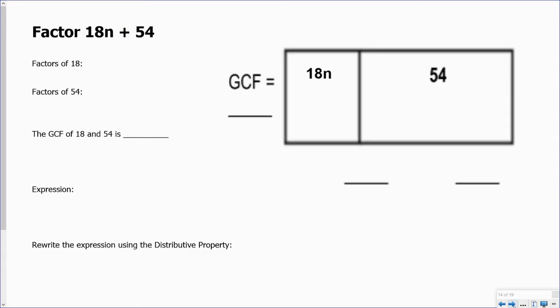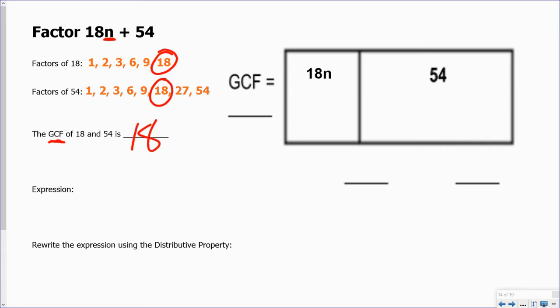This problem, I'm going to factor 18n plus 54. So this time I've got to keep in mind that I have this variable here. So first of all, my factors for 18 are 1, 2, 3, 6, 9, and 18. And my factors for 54 are 1, 2, 3, 6, 9, 18, 27, and 54. So again, I want to find the greatest common factor for 18 and 54. And that looks to be 18. So I write my 18 here. And that 18 is going to go here for my greatest common factor.